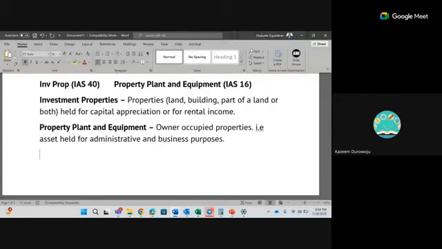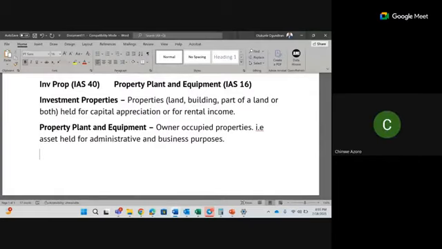Again, I have a 3-story building. The ground floor is for business. The first floor is for rent. The second floor is also for rent. So tell me how I'm going to classify the asset. The ground floor is PPE, right? The second and third are investment properties.